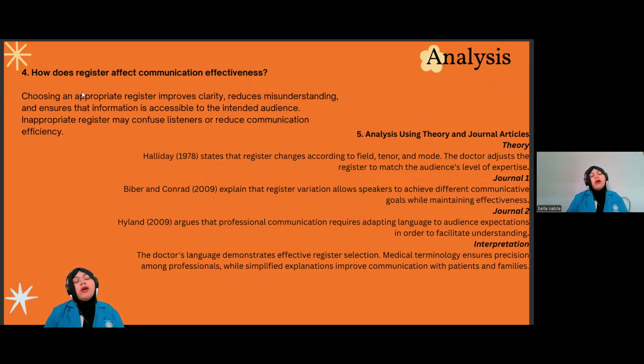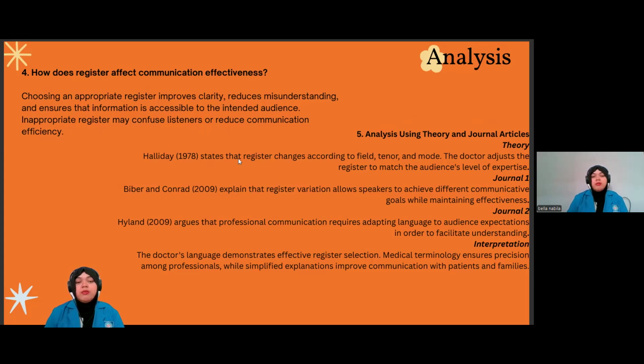Number four, how does register affect communication effectiveness? Choosing an appropriate register improves clarity, reduces misunderstanding, and ensures that information is accessible to the intended audience. Inappropriate register may confuse listeners or reduce communication efficiency.